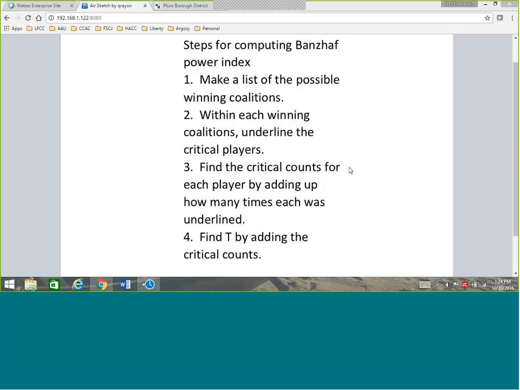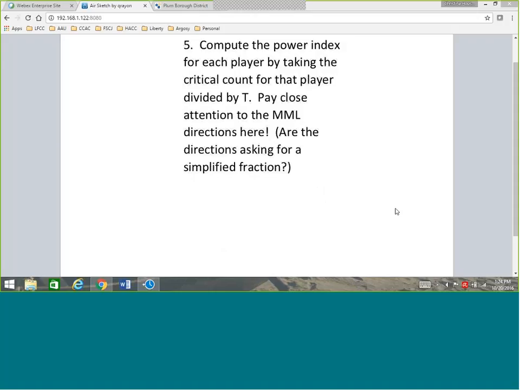And then with each winning coalition, you underline the critical players using that inequality, capital W minus lowercase w is less than Q. Then the critical count: all you have to do is add up how many times each player was underlined. Each player will get a critical count. And then find the capital letter T by adding up the critical counts. Then compute the power index for each player by taking the critical count for that player divided by T.